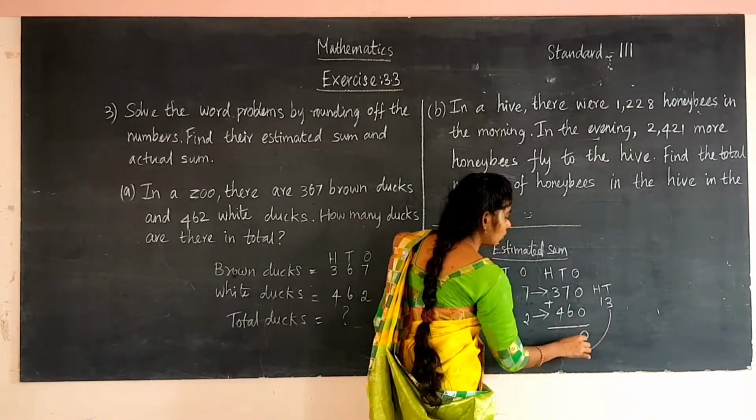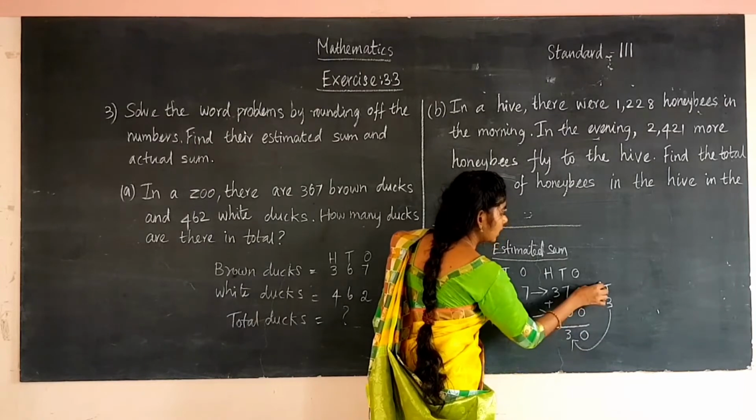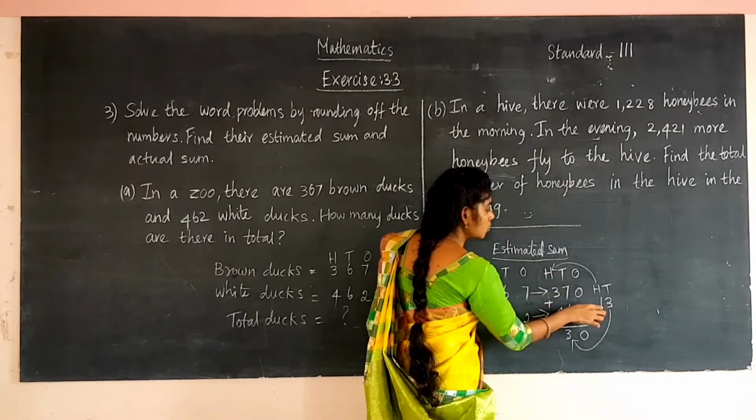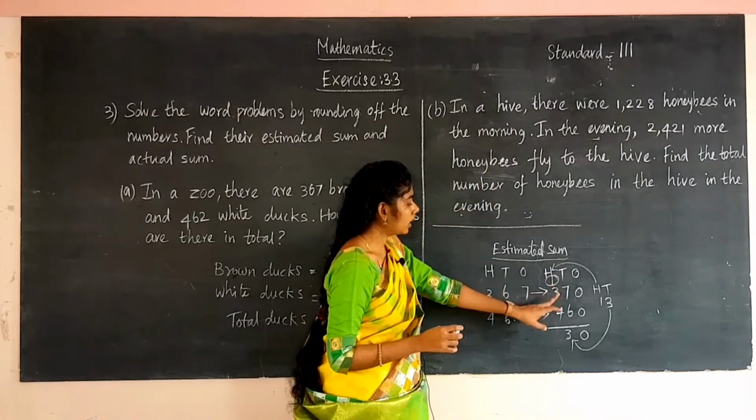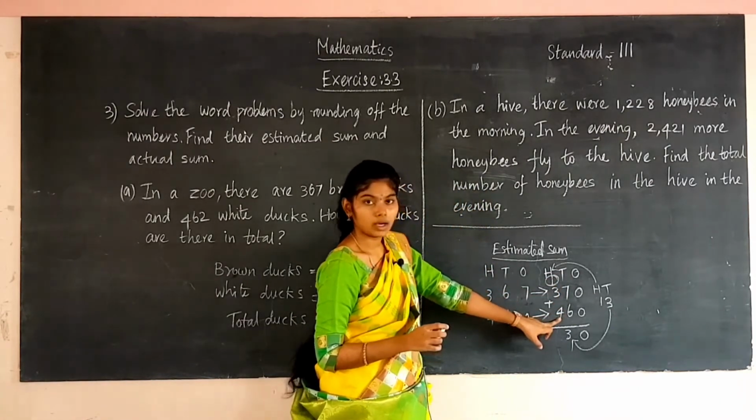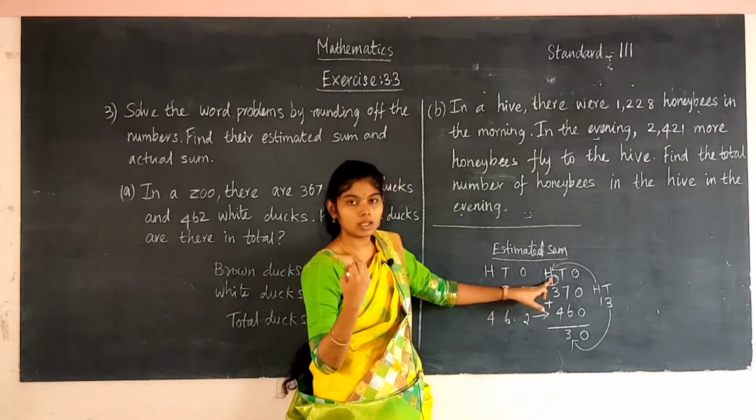So take 3 to the tens place number and carry over 1 to the hundreds place. So what are the numbers in the hundreds place? 100, 300 and 400. So first number in the mind and the next number in the finger.